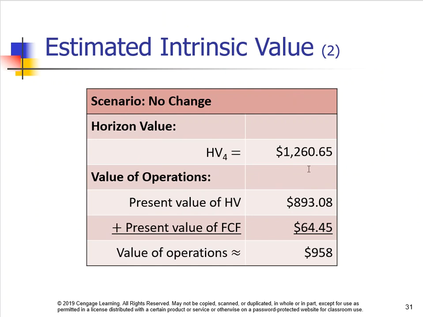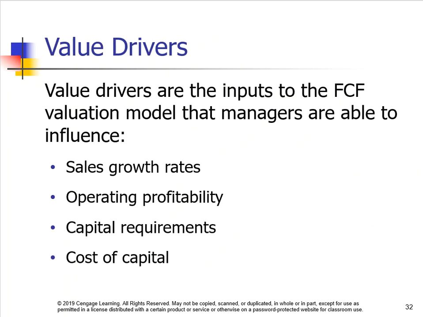And then here again, they did it separately. You would just do it in Excel and do it in one fell swoop. But doing it this way, what you can see is what an important part of your total value the horizon value is. So the present value of all the cash flows then gives us a value of operations of 958.